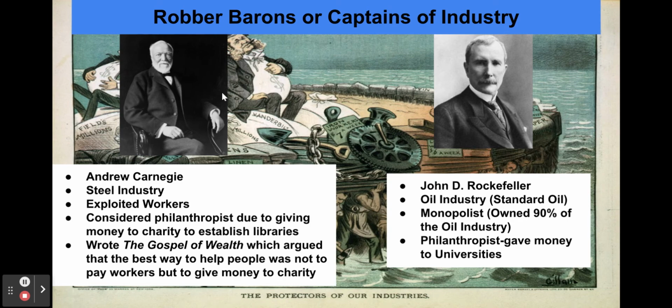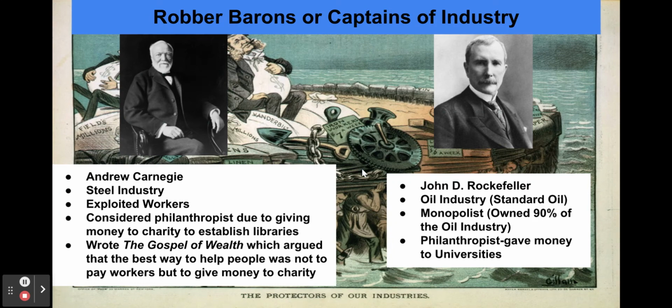So I mentioned earlier Andrew Carnegie, who was the robber baron or captain of industry for the steel industry. He did not pay his workers a lot of money, and they had very bad working conditions. But he tries to argue in his book, The Gospel of Wealth, that it benefits society more, him giving money to charity, than if he had paid his workers a living wage.